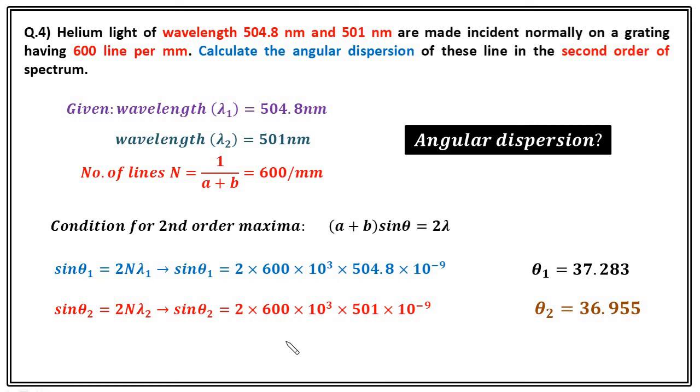So this is the angular position of second order maxima for lambda 2. Therefore, the angular dispersion is the difference between these two. Therefore, theta 1 minus theta 2, that is delta theta, is the angular dispersion, which equals 0.328 degrees. Okay. Let's move to the next problem.